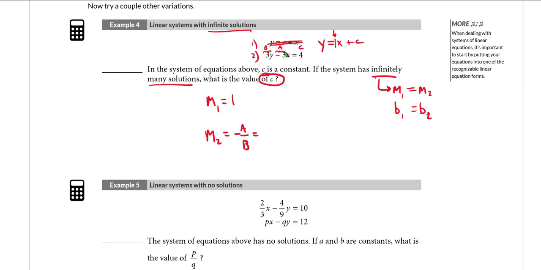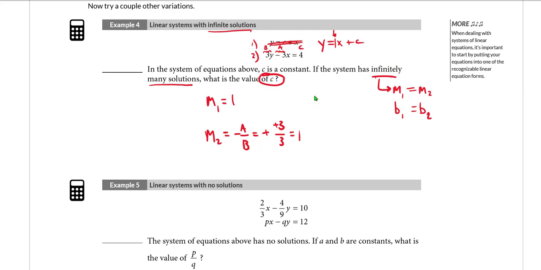The 4 will still be my c. So negative a over b is going to be negative 3 over 3, that is going to be positive 1. So yes, they do have the same slope, which is required for infinitely many solutions.